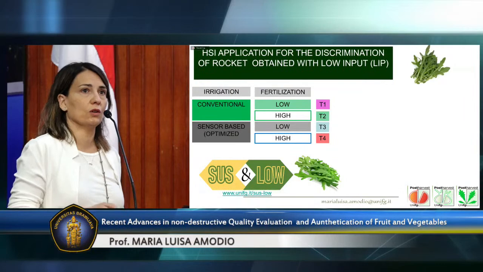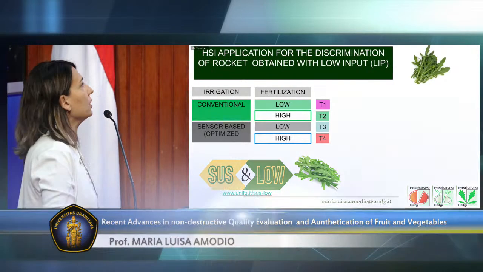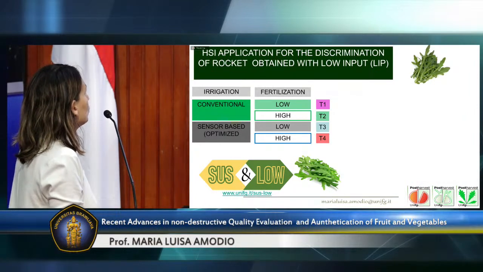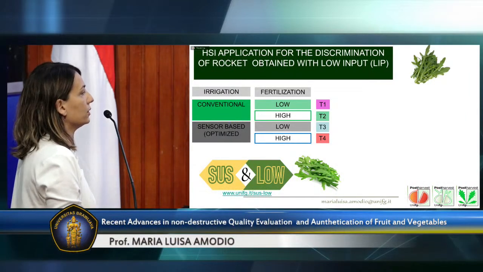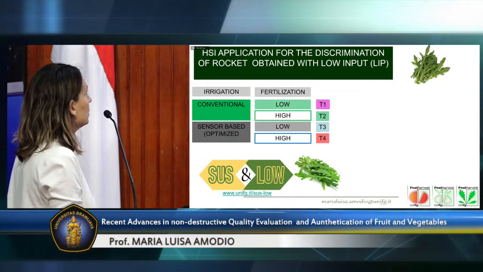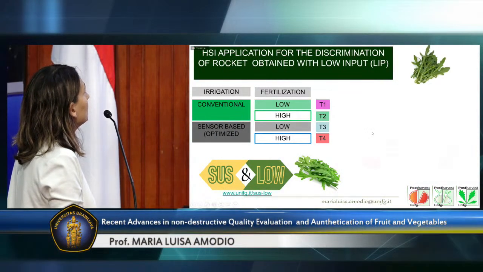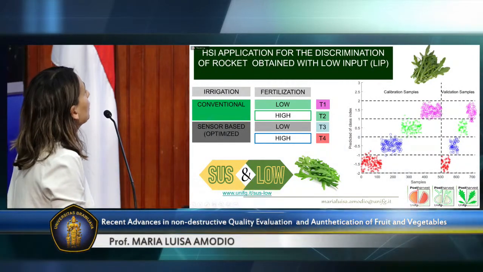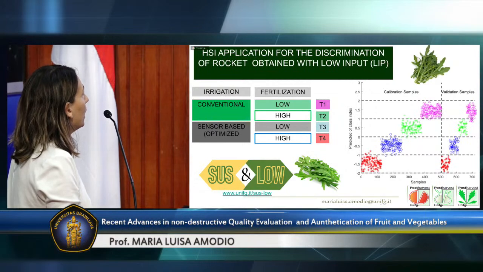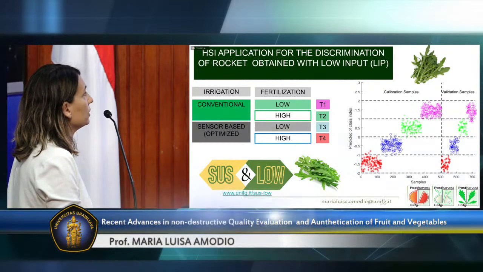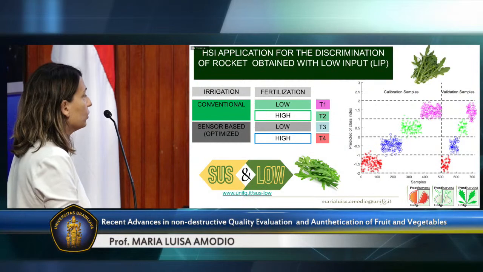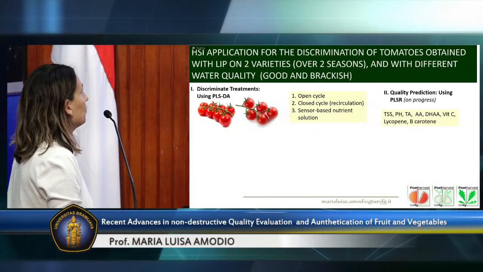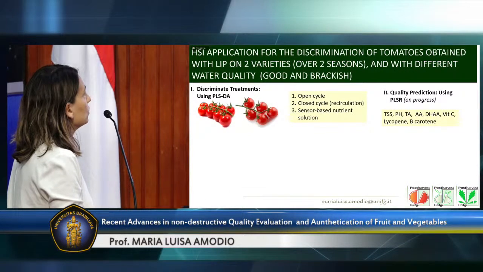We applied this on rocket and on tomato. So for instance, here you can see we have two different approaches for irrigation, one conventional, so it's time-based, and one sensor-based, which is optimized depending on the needs of the plant, and we have sensors to measure it. Fertilization, we have two levels, low and high, so resulting in four treatments, and you can see the discrimination of the four treatments.